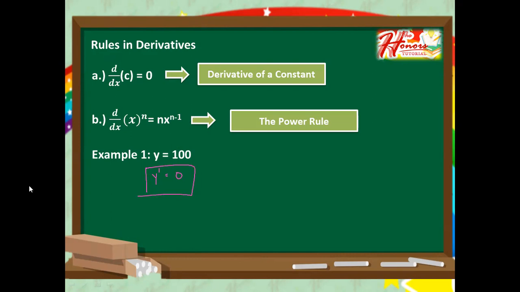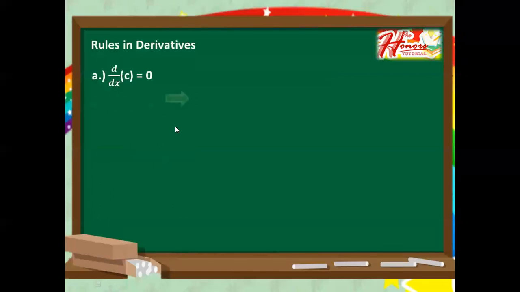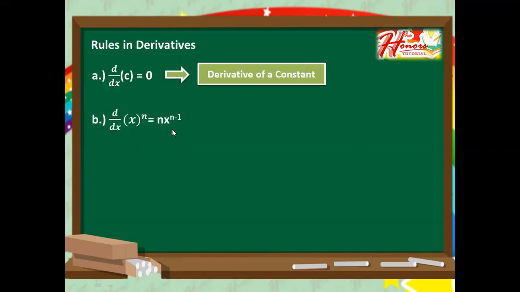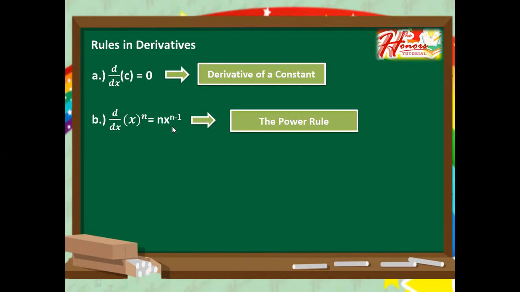Let us have another example. I will still be putting here the rules, so therefore you may identify what to use, and also you will familiarize yourself regarding these rules in derivatives. For example number 2, y equals 6x squared.